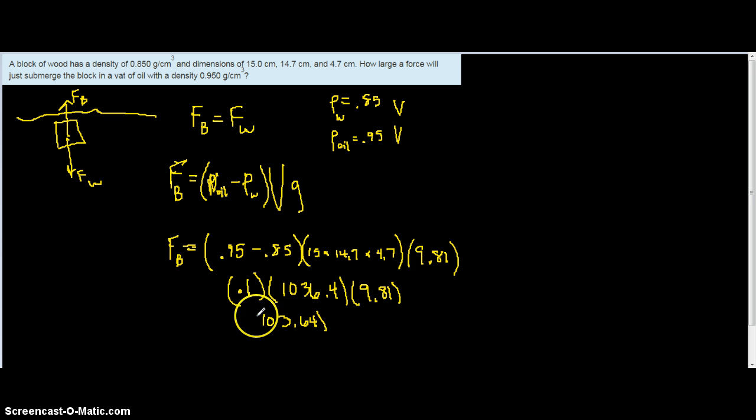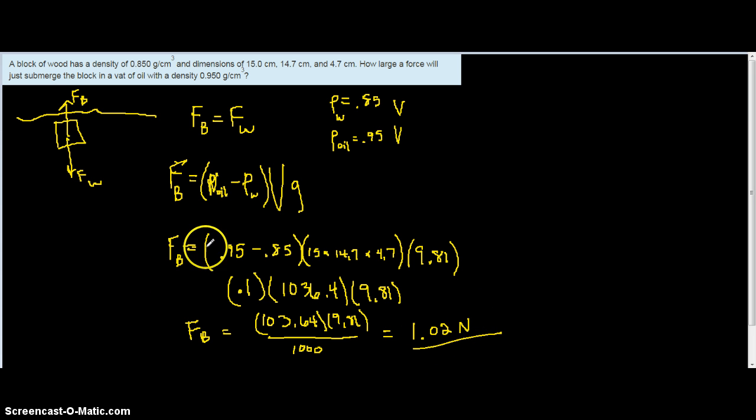that'll be 103.64 times 9.81. That is not going to be our final answer, because this 103.64 is just grams. We need to divide this value by 1,000 to convert the grams into kilograms. So if you incorporate that division by 1,000 into the mix, your final answer for the buoyant force should come out to be 1.02 newtons as the force needed to submerge this object under the oil.